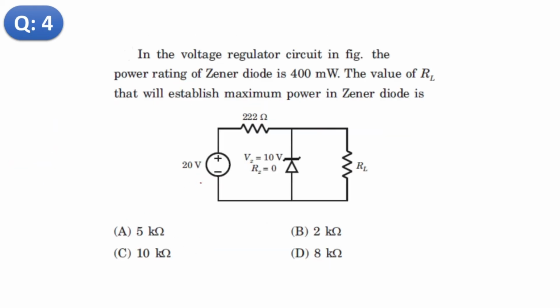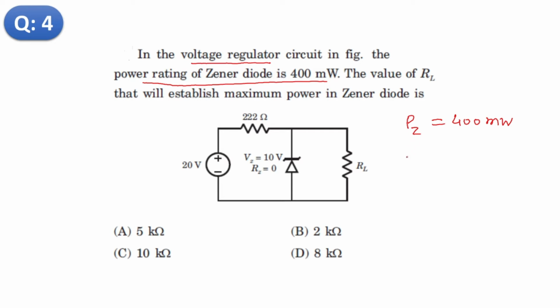Next is question number 4, and this is the voltage regulator circuit. The power rating of the Zener diode is 400 milliwatt. This is an important point. So the power for the Zener diode is given, and it is equal to 400 milliwatt. And what is power?